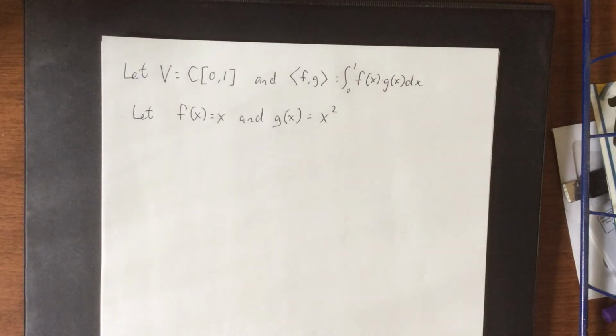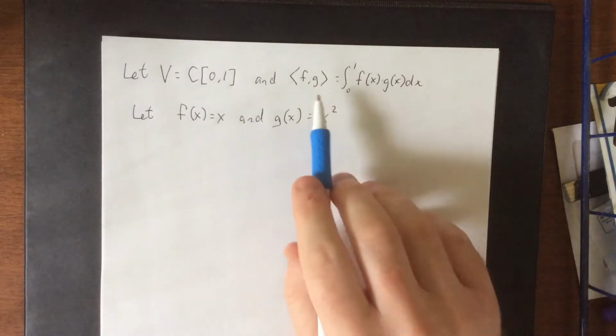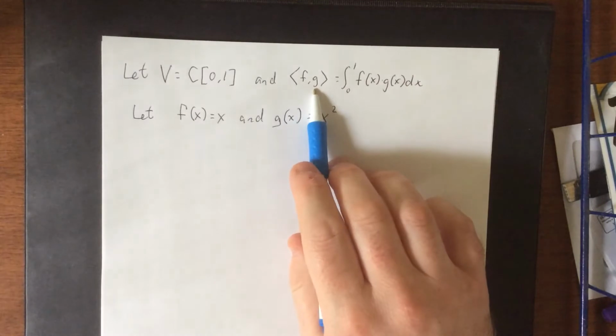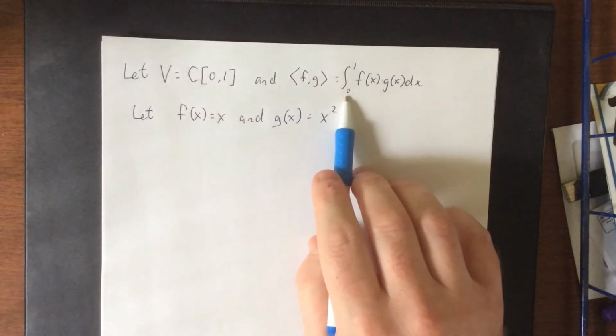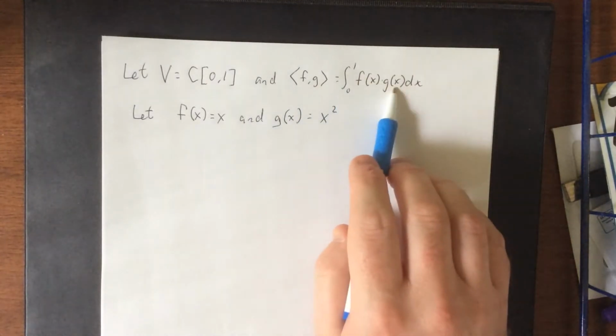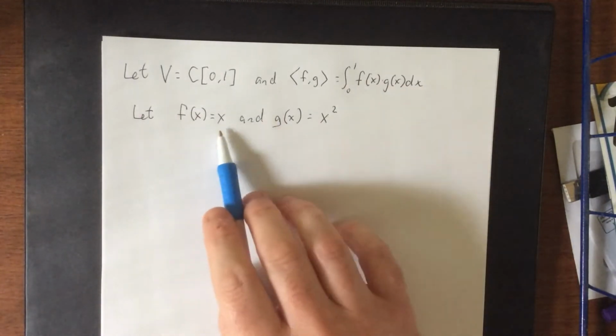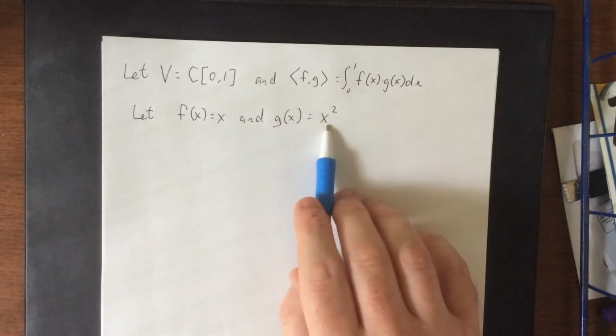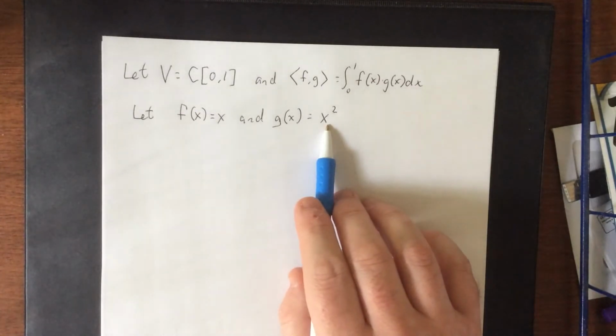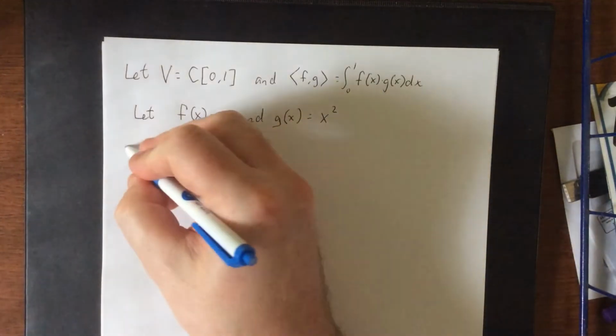In this example, we're going to take a look at the set of continuous functions on the interval from 0 to 1. And we're going to define an inner product on there as being the inner product of f and g will be the definite integral from 0 to 1 of f of x times g of x dx. We're going to let f of x be equal to the function x, and we're going to let g of x be equal to the function x squared. So with that in mind, let's find a couple things.